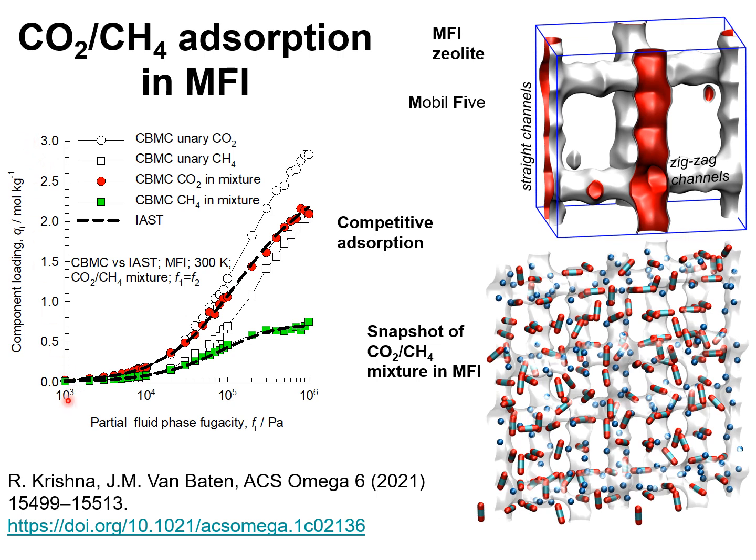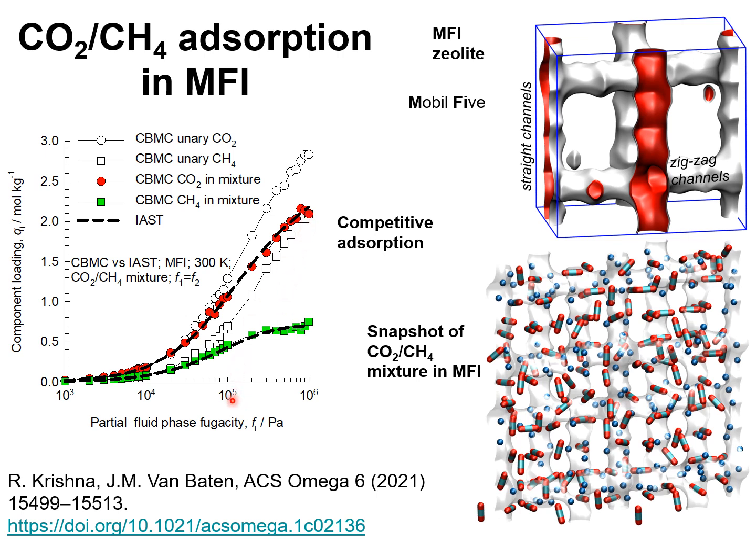This graph shows configurational bias Monte Carlo simulations, CBMC, for unary isotherms of CO2, shown by the open circles, unary isotherm for methane, open squares, along with CBMC simulations for mixed adsorption, shown by the filled symbols. The red circles represent the component loadings for CO2 in the mixture, and the green squares represent the component loadings for methane in the mixture. The component loadings are compared at the same partial fluid phase fugacities in the bulk phase.